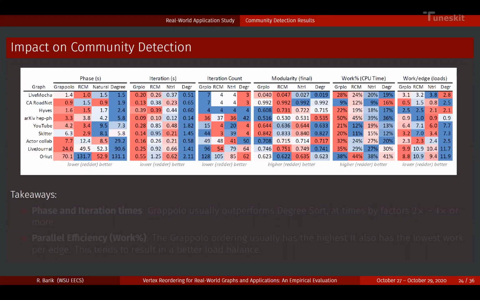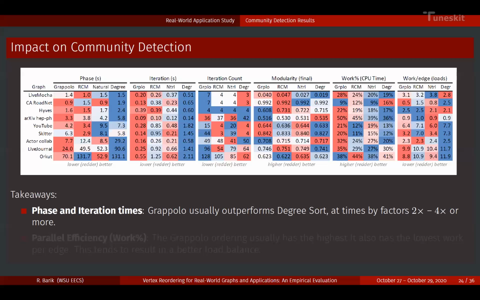Then the work percentage shows the time the CPU spent in useful non-synchronization work. It is essentially a measure of parallel efficiency, so higher values indicate lesser load imbalance. The final one shows the average work per graph edge. We observe that Grappolo ordering outperforms others in general as far as phase and iteration times are concerned. For example, it outperforms degree sort by a factor of around 2 to 4.